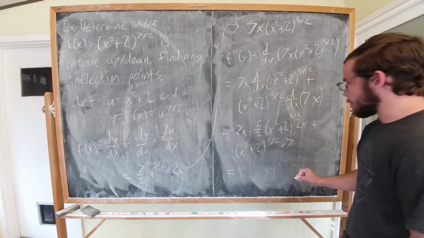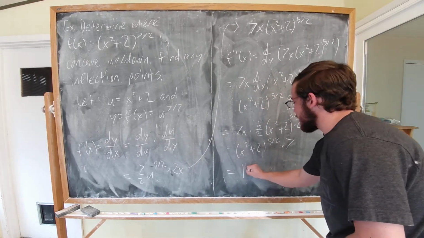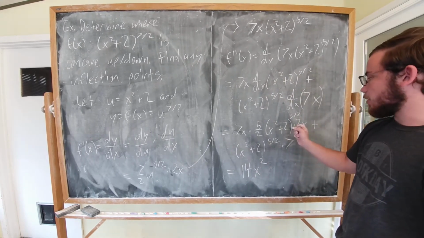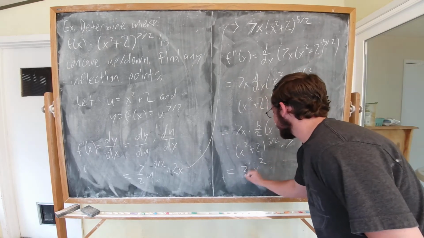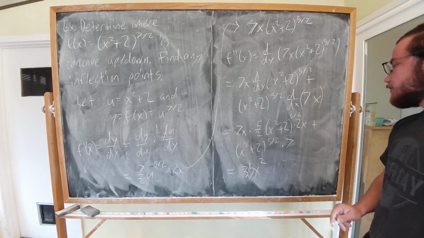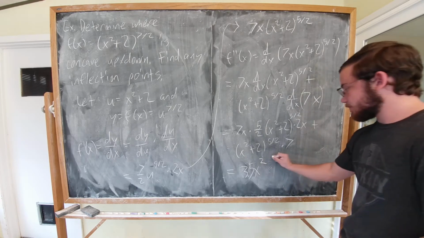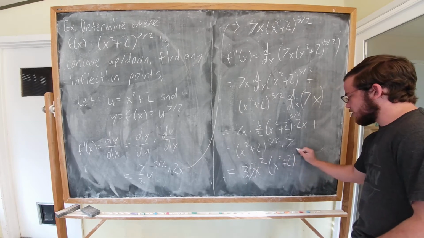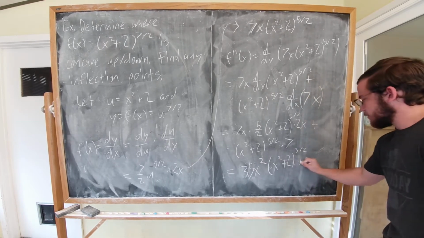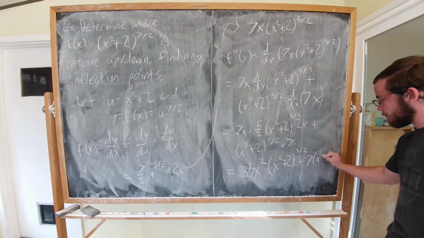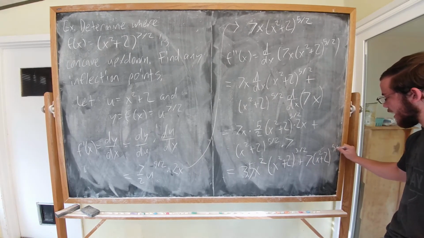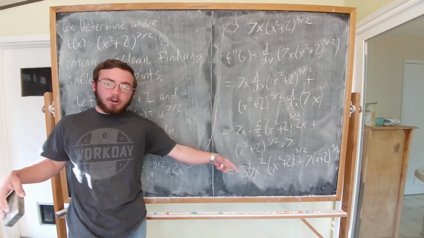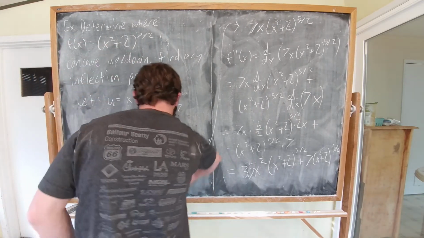Doing a little bit of prettification. Yes, I invented that word just now. That'll give you 35x squared times (x squared plus 2) to the 3/2 power plus 7 times (x squared plus 2) to the 5/2 power. Alright, and now we need to solve when this thing is equal to 0. Let's do it.